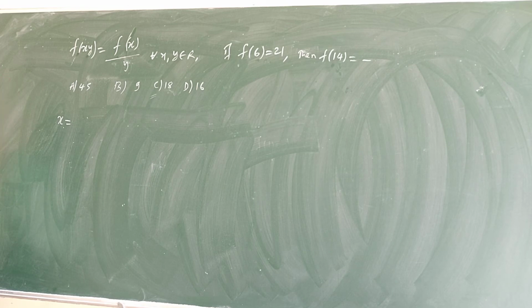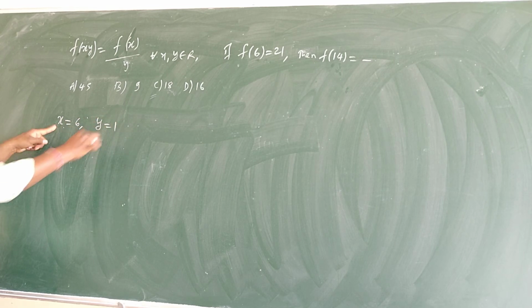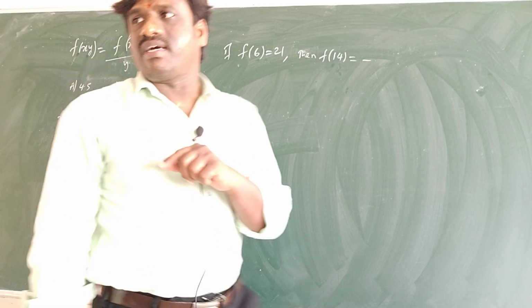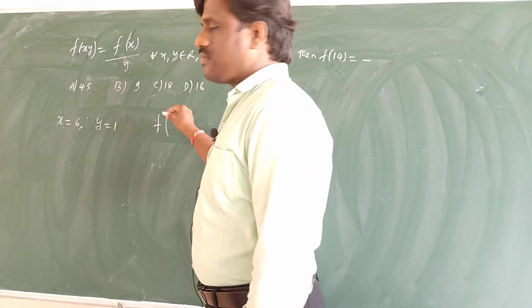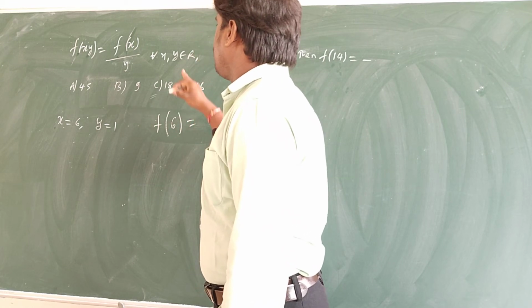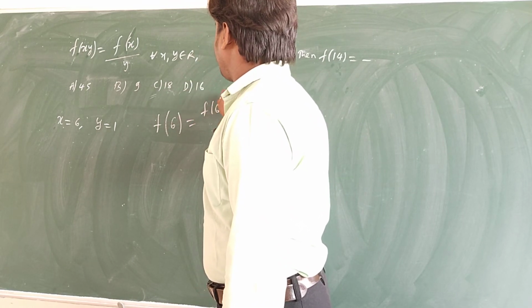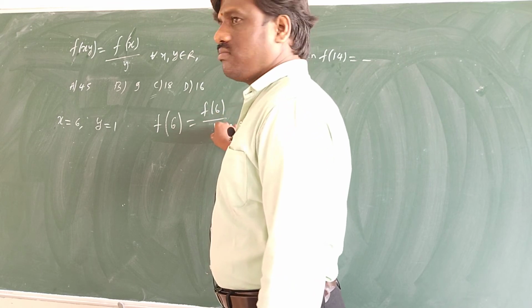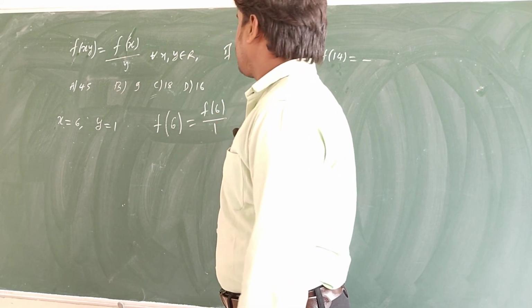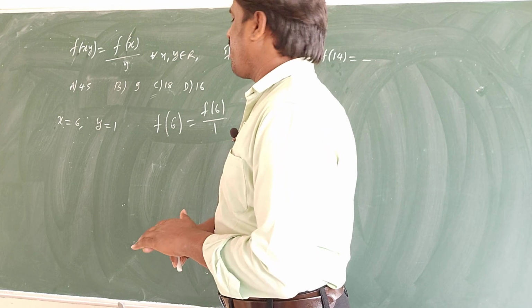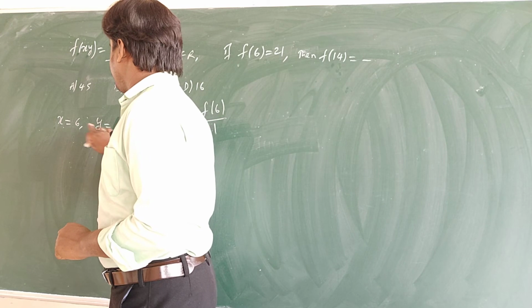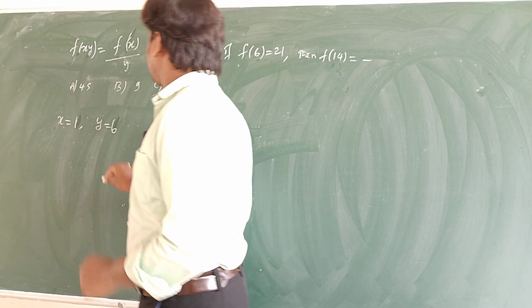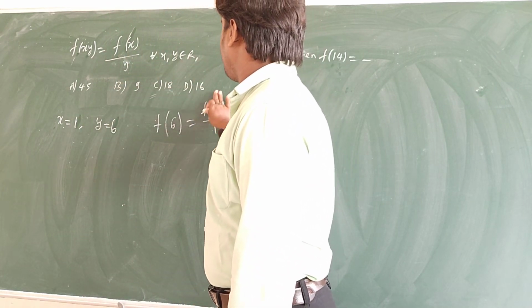You need to get 6, right? Tell me, x is equal to 6, y is equal to 1, can I keep? x equal to 6, y equal to 1. So what I get here? f of 6 into 1 is equal to f of 6 divided by 1. एक मिनट, इधर 1 इधर 6 लेते, 1 6.